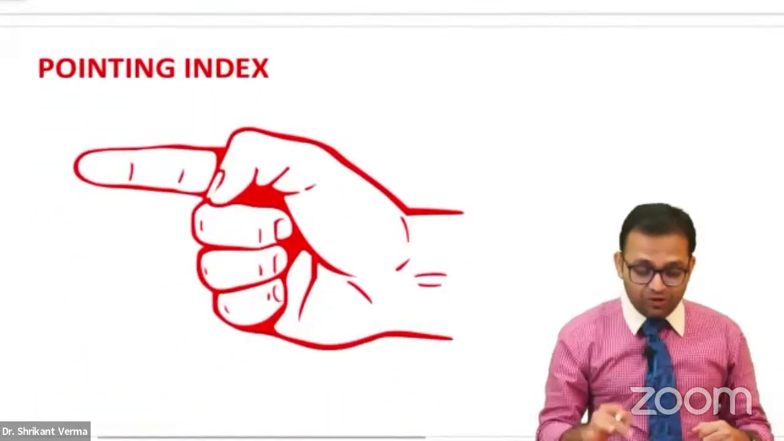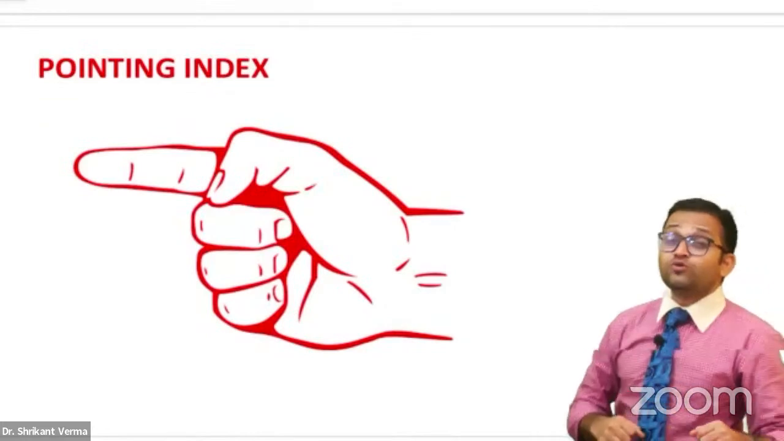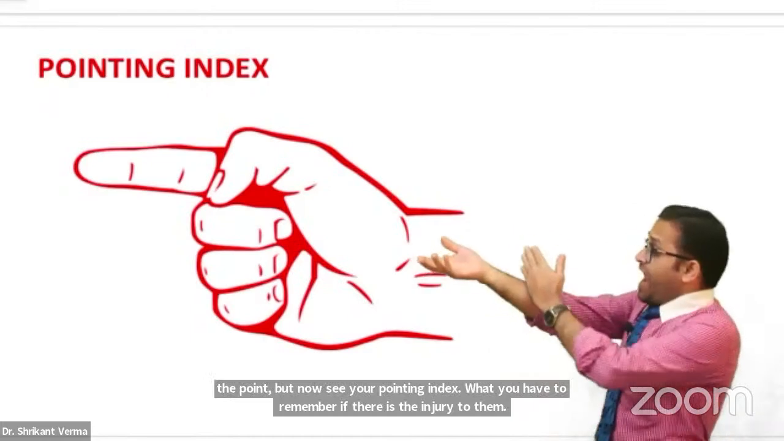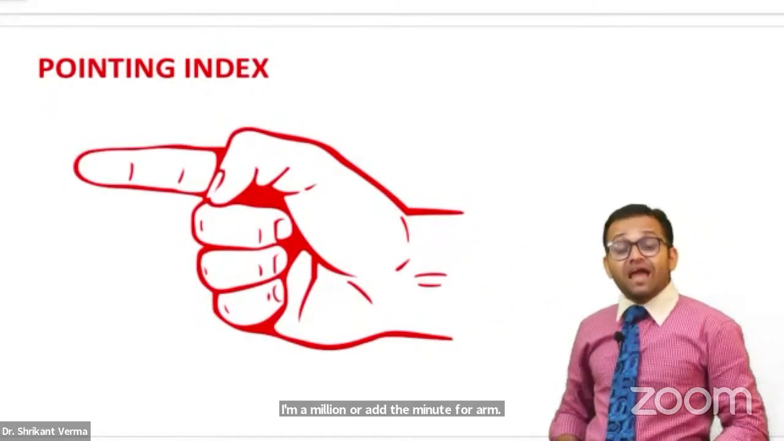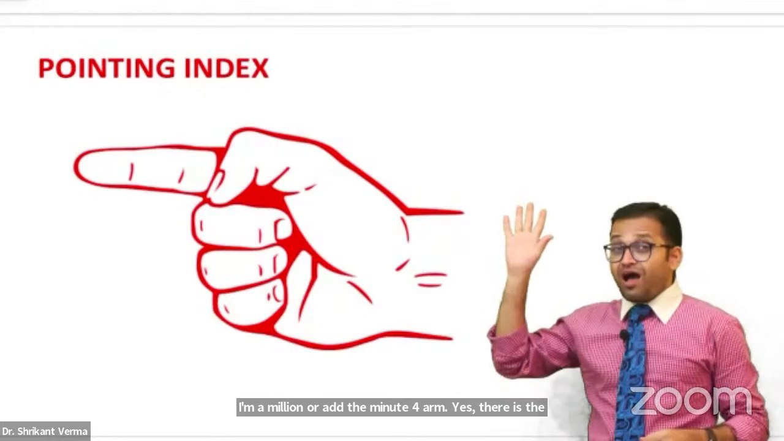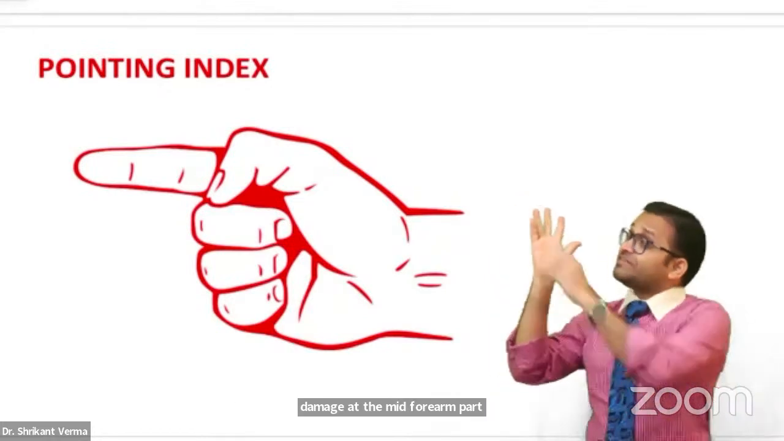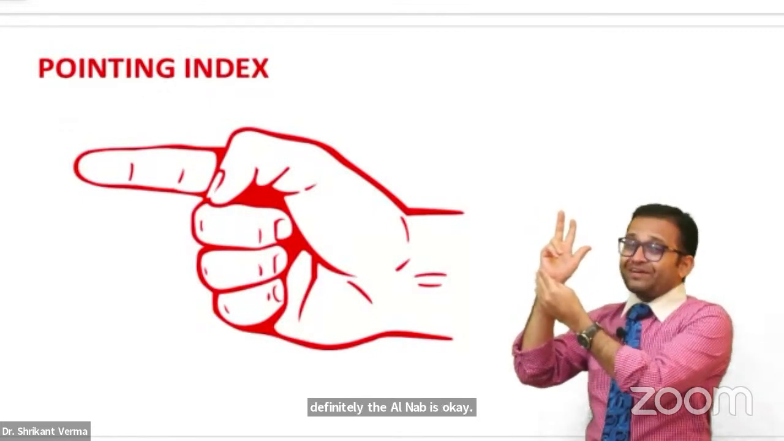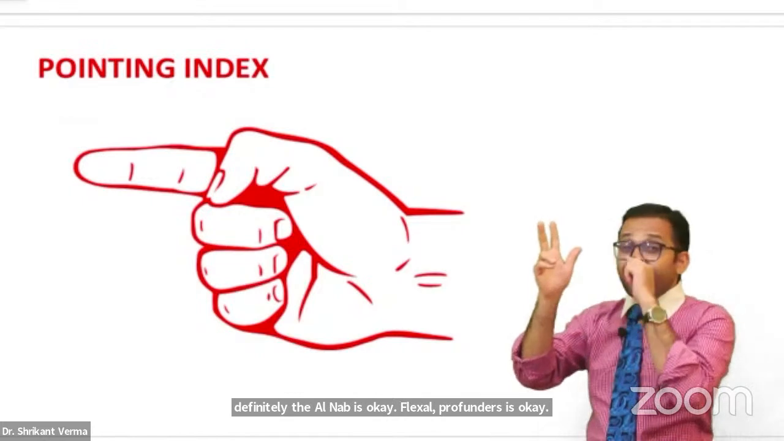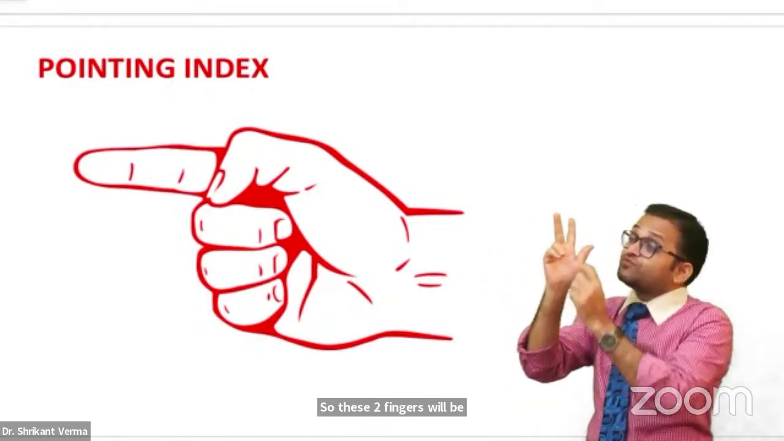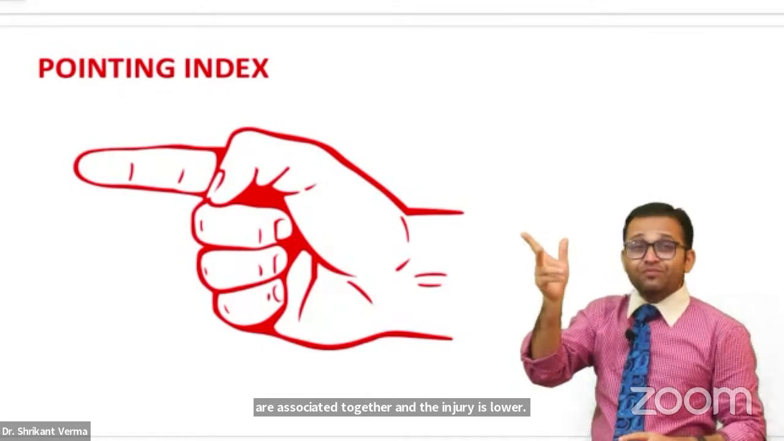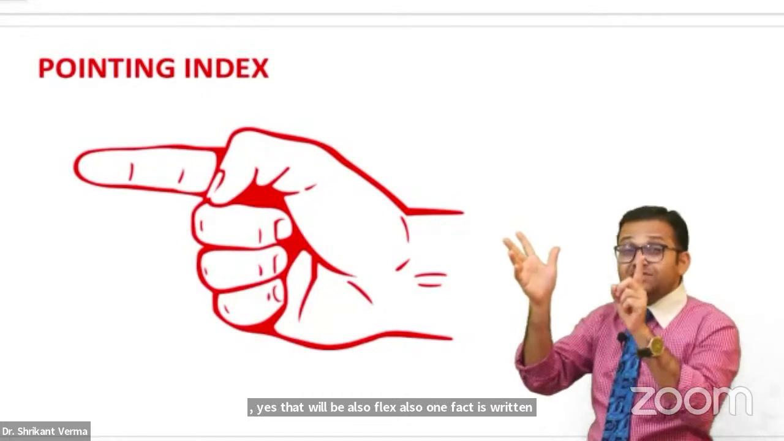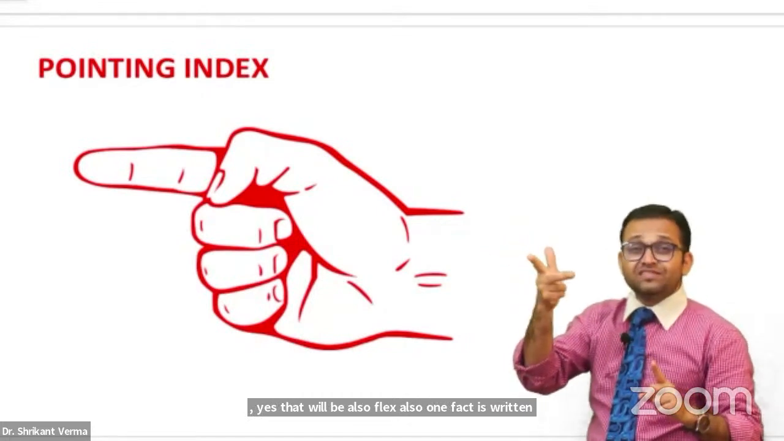Getting the point, beta? Now see here, pointing index. What you have to remember, if there is the injury to the our median nerve at the mid forearm, yes, there is the damage at the mid forearm part. Now you will ask the patient to flex the finger. So definitely the ulnar nerve is okay, flexor digitorum profundus is okay, so these two fingers will be flexed. But remember, these all are associated together and the injury is lower, so the few fibers which are supplying this middle finger, yes, that will be also flexed. Also one fact is written in your textbook, that this all the tendons are in common synovial sheath, so automatically with this two finger, this middle finger is flexed.